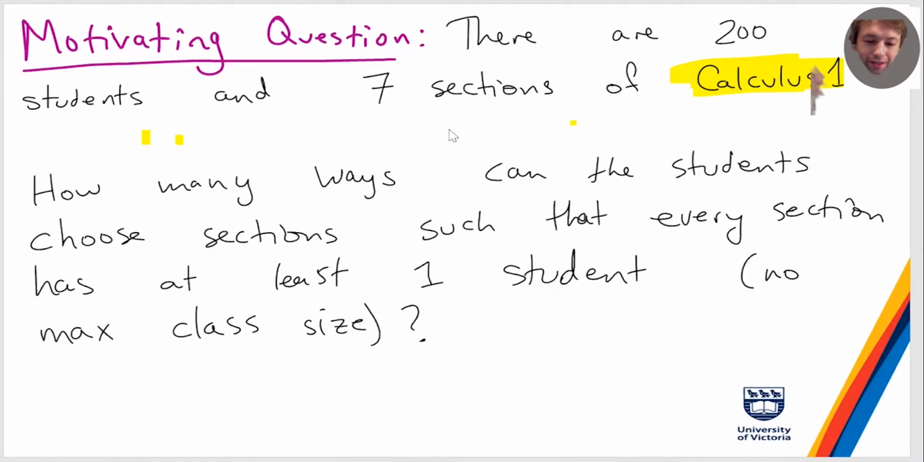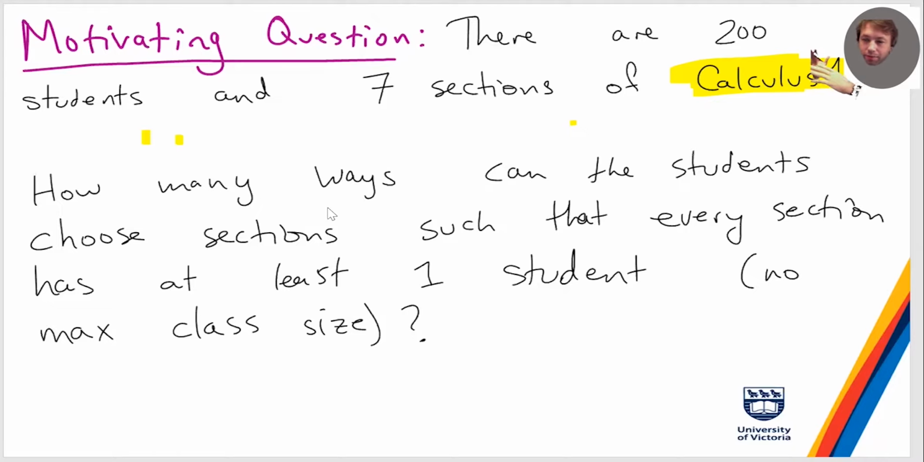Of course, maybe at UVic they have more restrictions than that. Maybe there has to be at least 20 students or something. But anyway, the question is, how many ways can I assign the students into sections such that every section has at least one student? And here we're going to have no maximum class size.